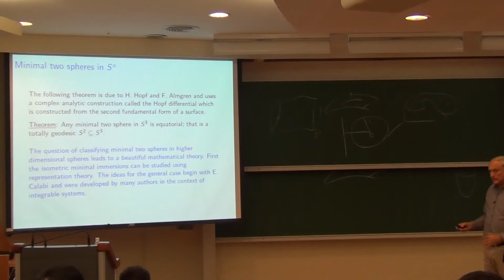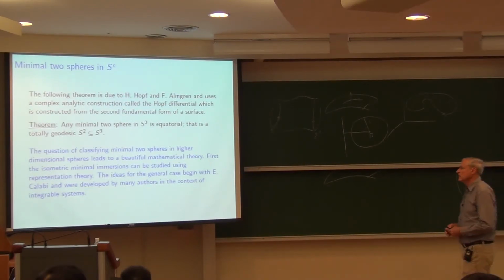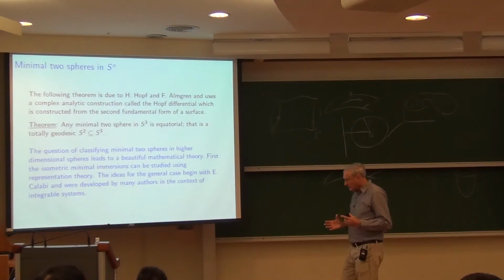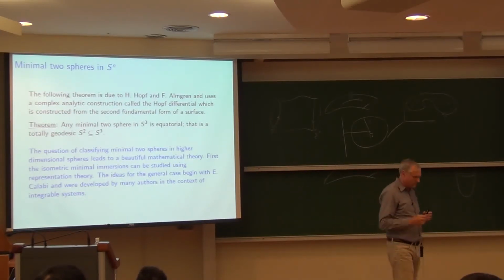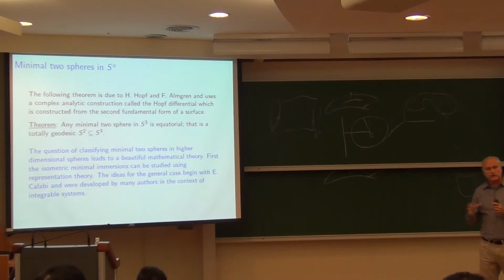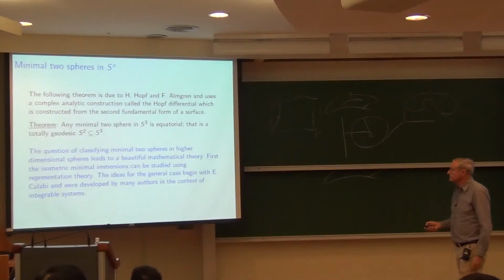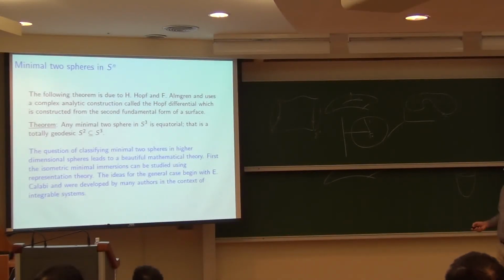But for the general case, actually there are a lot more than that. So for the general case, the ideas begin with a paper of Calabi, and they were developed by many authors in the context of integrable systems. And in fact, there's a paper in the Annals within the last 2 years which answers a question about the moduli space of minimal two spheres in Sn. A question about connectedness for a given minimal surface of a given area. So there's still a lot of interesting work done on that. So it's related to Riemann surface theory and complex algebraic geometry.